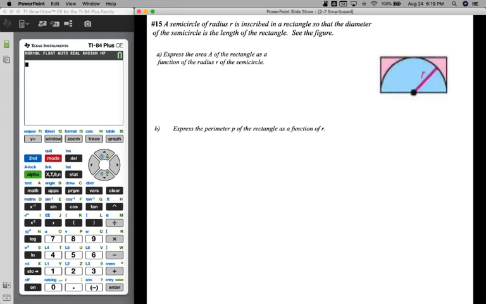And the first question is this: we want to express the area of the rectangle as a function of the radius. So we need to find an equation that represents the area of this rectangle in terms of r. So we want the equation to be in terms of the radius and only the radius. We only want one variable there. So let's take a look. We know something about the radius.